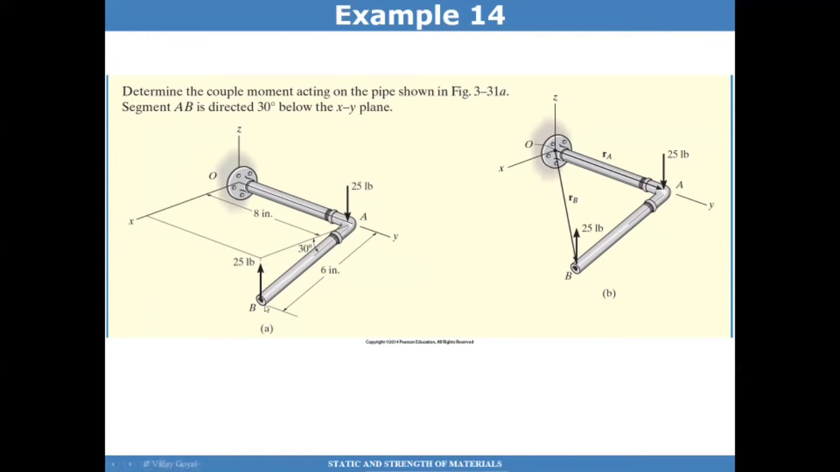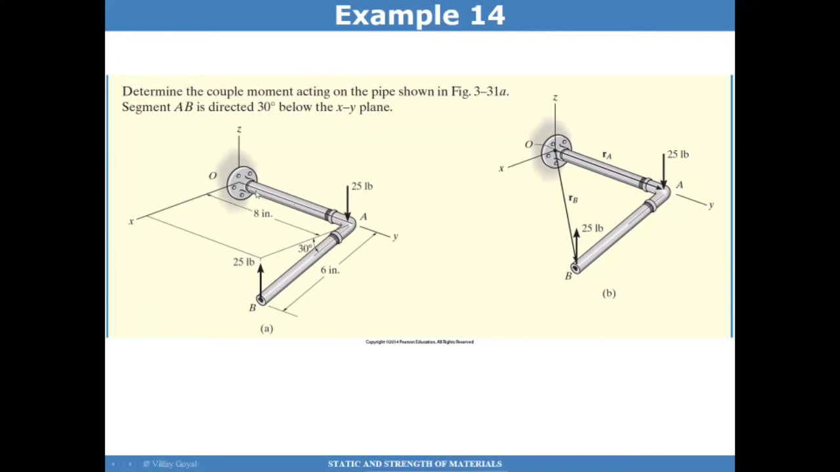The segment AB is directed at 30 degrees below the XY plane. So this is your XY plane, and this is slightly rotated downwards with an angle of 30 degrees to this plane. And so I have a force going upwards of 25 pounds. I have a force going downwards of 25 pounds. And the question is, calculate that couple.